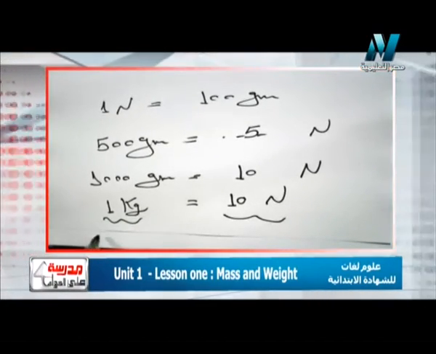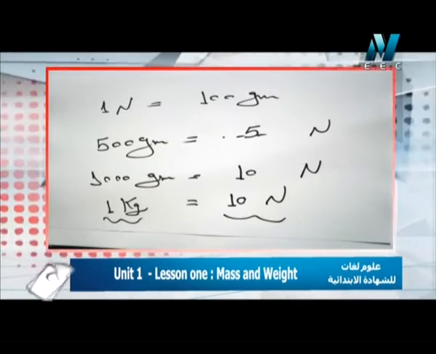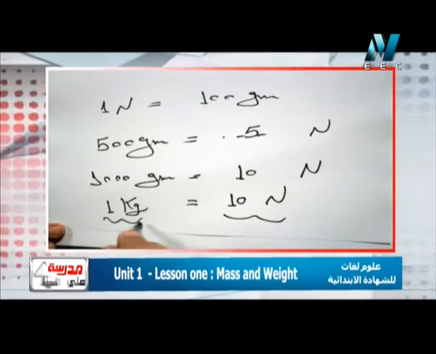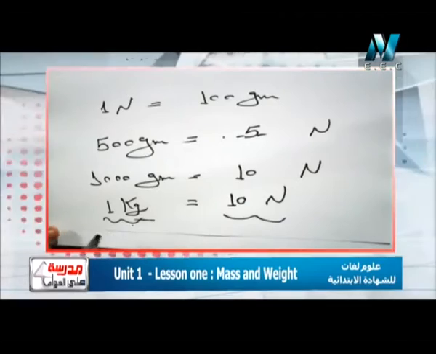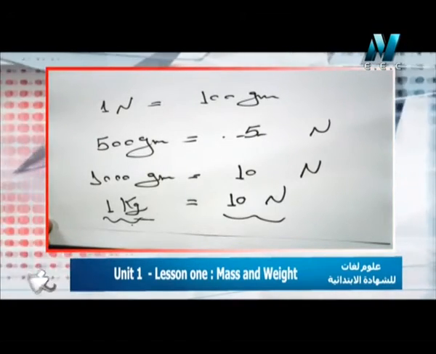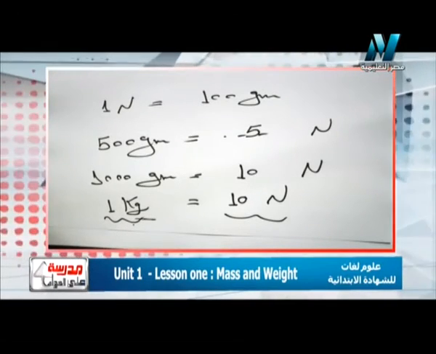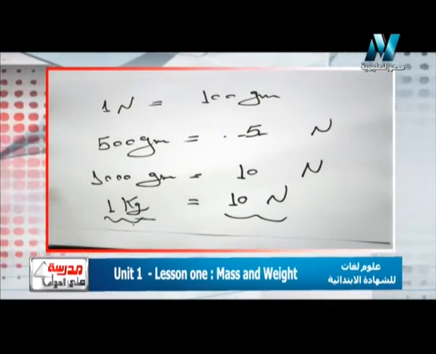بعد شويه هدرس قانون مهم جدا عشان احول من الماس للويت او الويت للماس، اني هعمل مالتيبلاي الماس باي 10 عشان يديني الويت. Again 1 كيلوجرام equal 10 نيوتن, but 1 نيوتن only equal 100 جرام.